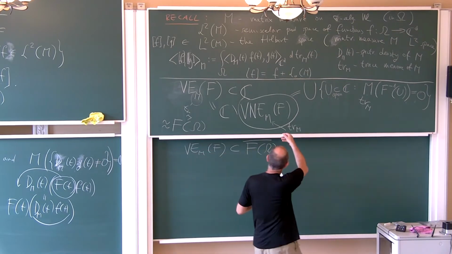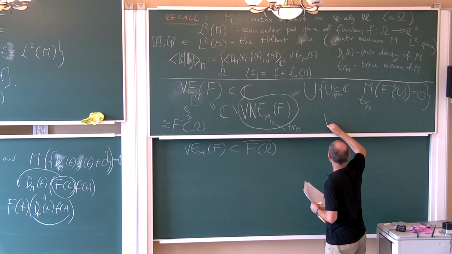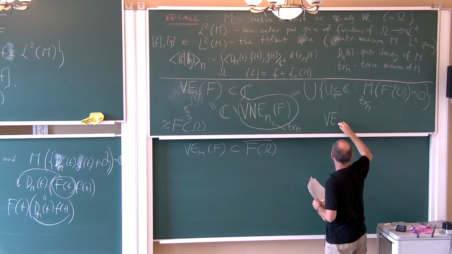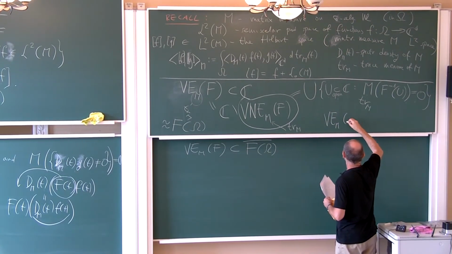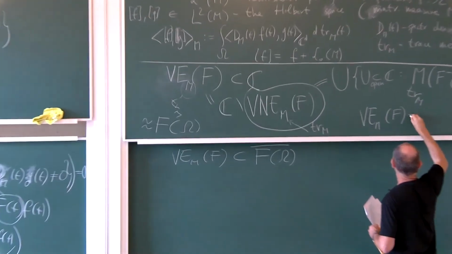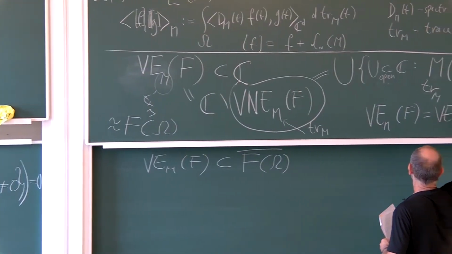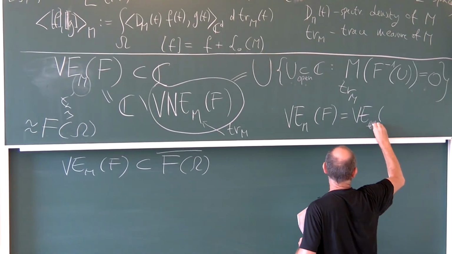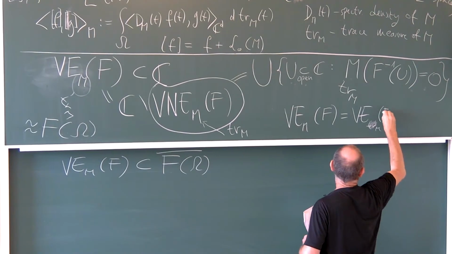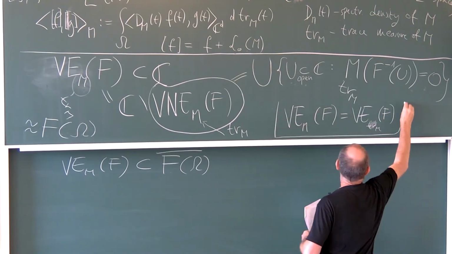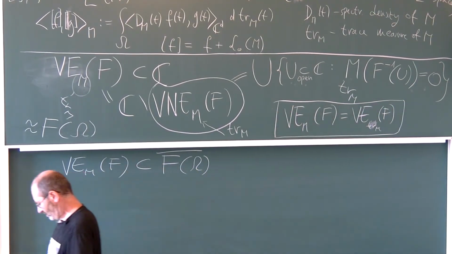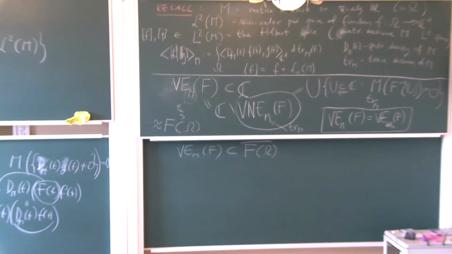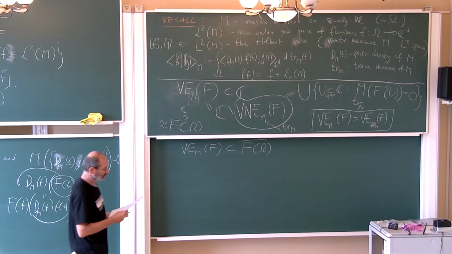But what we showed is that it's the same: essential values of M by M of F and essential values by trace M of F. Yes, this is just the same set. So it was, you can say, the notation. And one remark, one important remark.